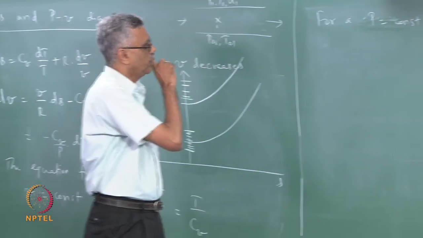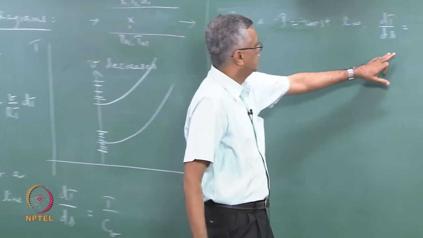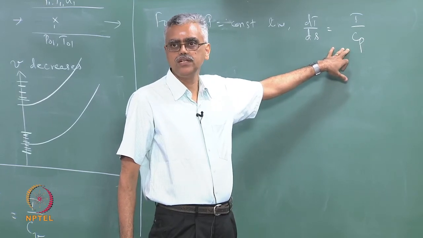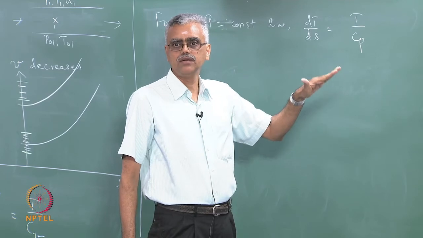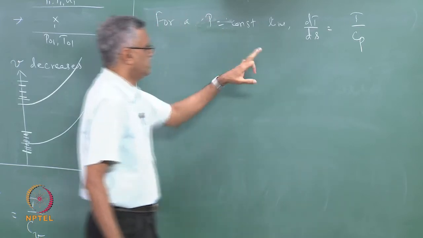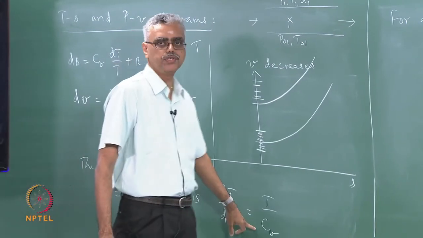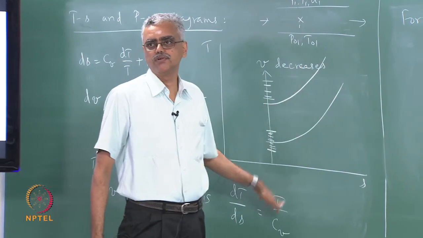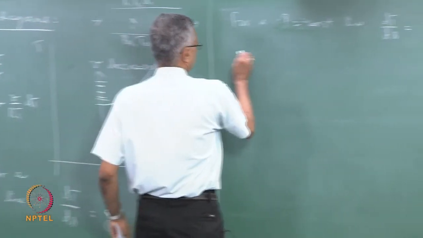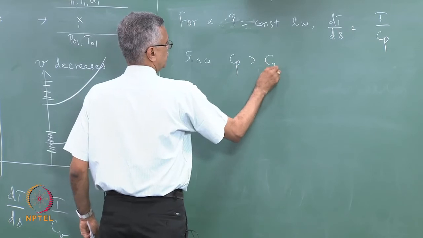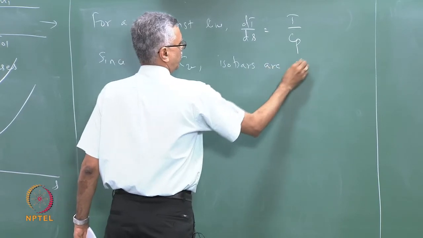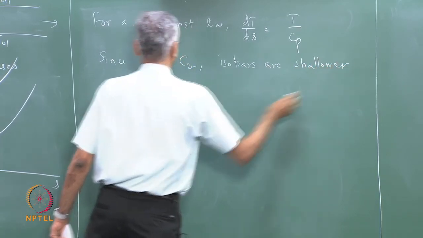If I look at this equation, once again I can say that the slope for the P equal to constant isobar is positive, and for low values of temperature it is shallow, and for high values of temperature it becomes steeper. That much I know. Now, if I compare the slope of this with this, which is T over Cv, which one is steeper? Since Cp is greater than Cv, isobars are shallower than isochores.